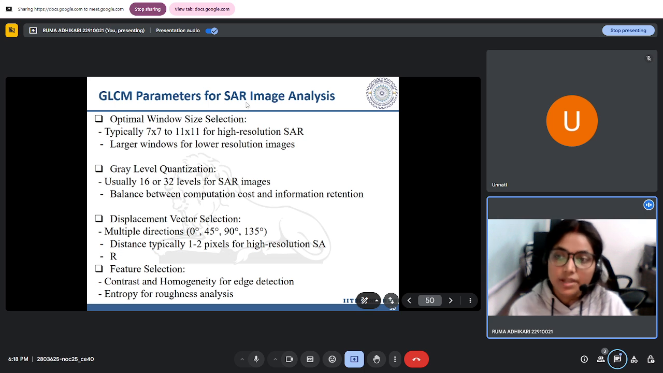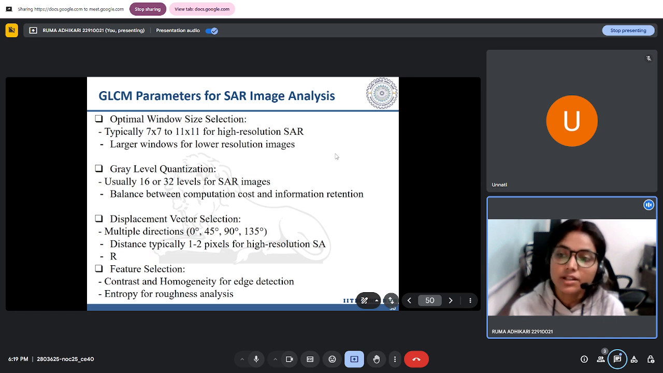So optimal window size selection, how do you select? For high resolution SAR image, typically we'll select 7 cross 7 or 11 cross 11, and larger windows for lower resolution image. So that is the thumb rule.